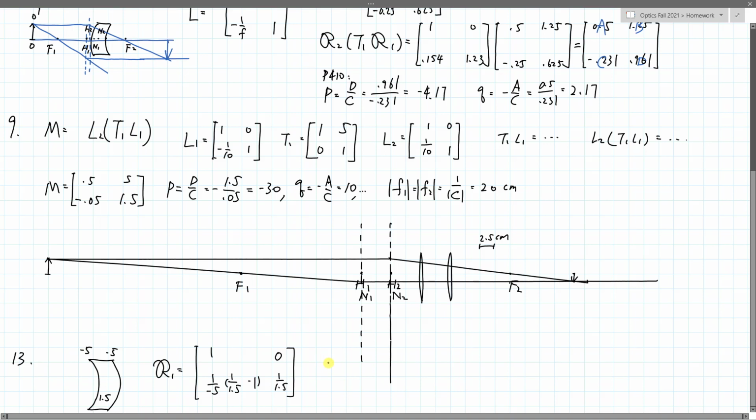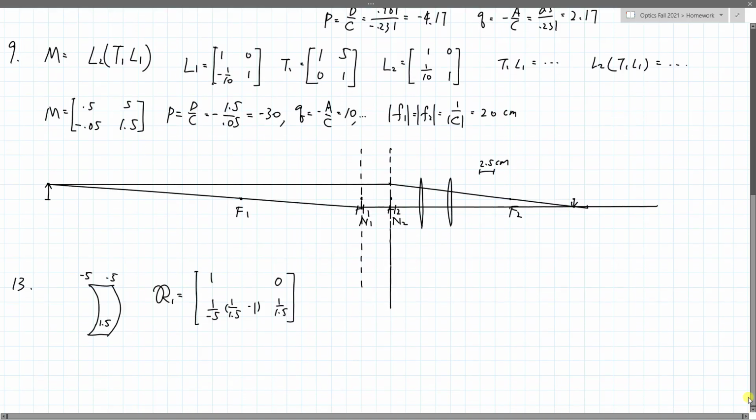Okay, so then the translation, I forgot to write the thickness down. The thickness is 1 centimeter thick. So this translation is a 1 centimeter, 0, 1. That's a pretty simple matrix.